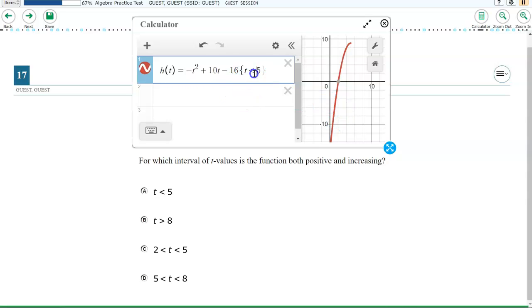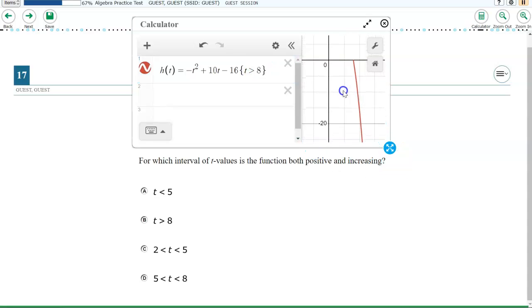So the next one we're going to put is t is greater than 8. So you put t is greater than 8. And now I'm over here. Zoom out, see a little bit more of it. These are all negative values and it's decreasing. So that one's a terrible one. So we're not going to use that one.